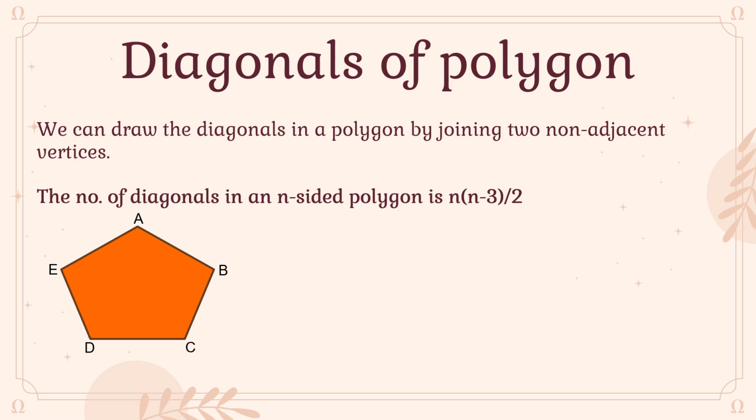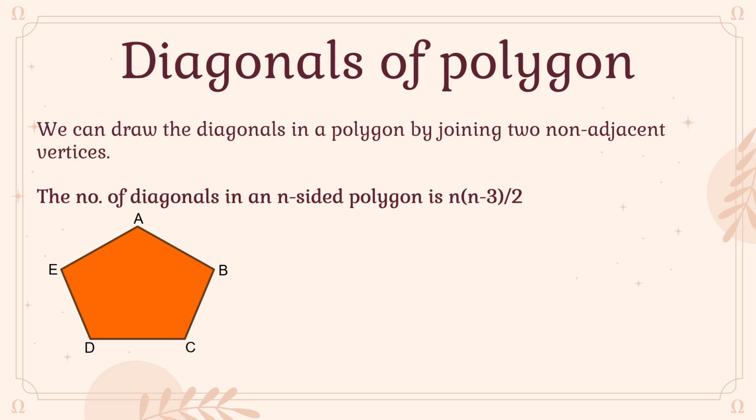Here, which polygon is this? Name the polygon. How many sides are there? 1, A to E is 1, E to D is 2, D to C is 3, C to B is 4, B to A is 5. So, 5 sides. Predict the number of diagonals now.